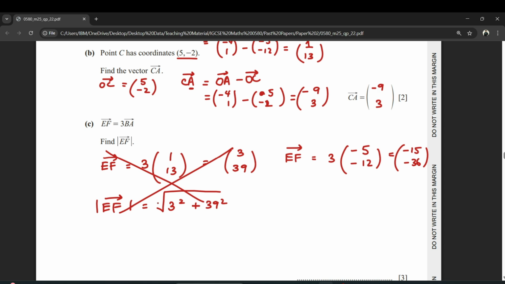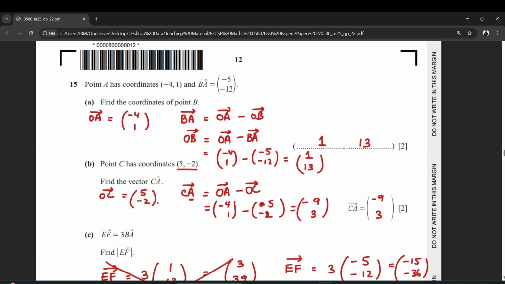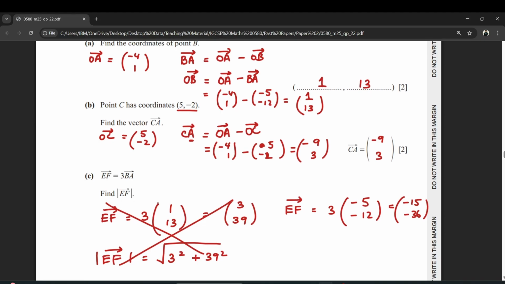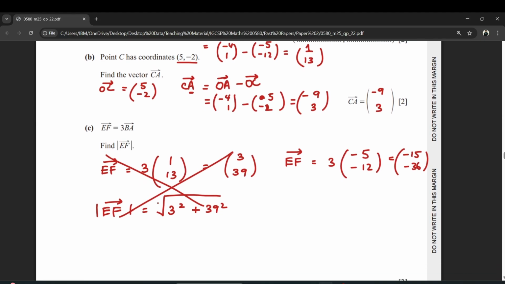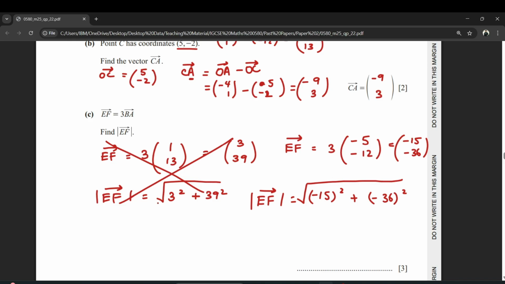Okay, now, since EF is -15 times -36, we need to find the magnitude of EF, right? So the magnitude of EF will be the square root of -15 whole square plus -36 whole square. Now, clearly, these values are quite big because you're also not allowed to use a calculator in this case, right? So there has to be a different way that we can do this.